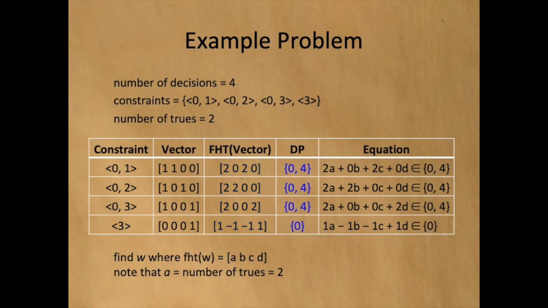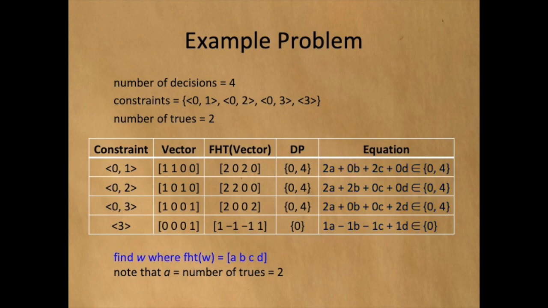For the first 3 constraints, the dot product must equal 0 or 4. For the 4th constraint, the dot product must equal 0. So we will map those constraints into the following equations. 2A plus 0B plus 2C plus 0D must be in the set 0, 4. 2A plus 2B plus 0C plus 0D must be in the set 0, 4. 2A plus 0B plus 0C plus 2D must be in the set 0, 4. And 1A minus 1B minus 1C plus 1D must be in the set 0.